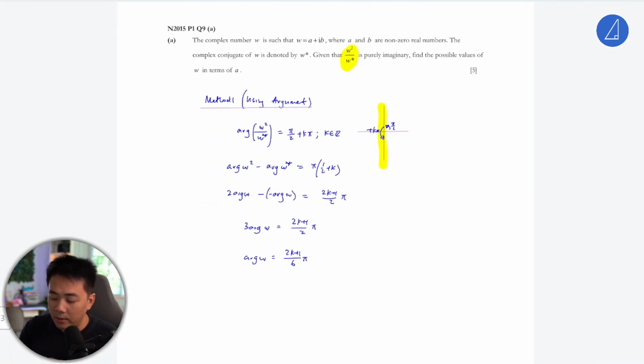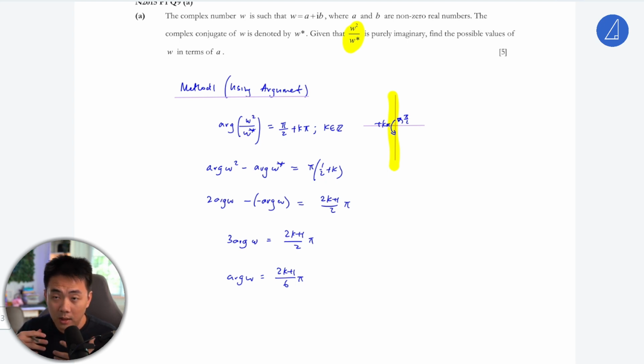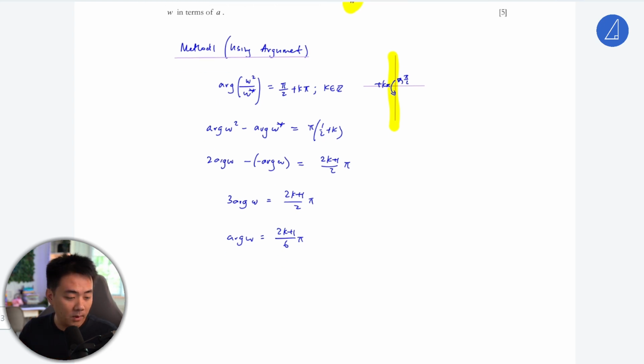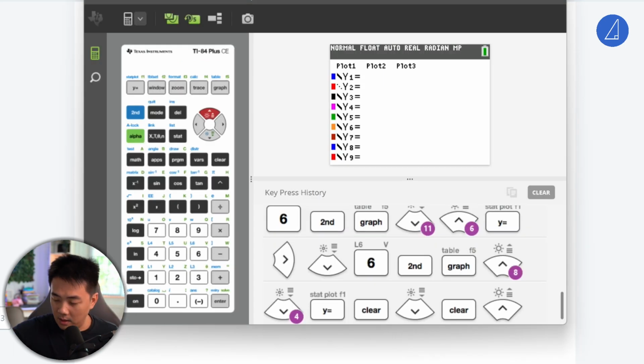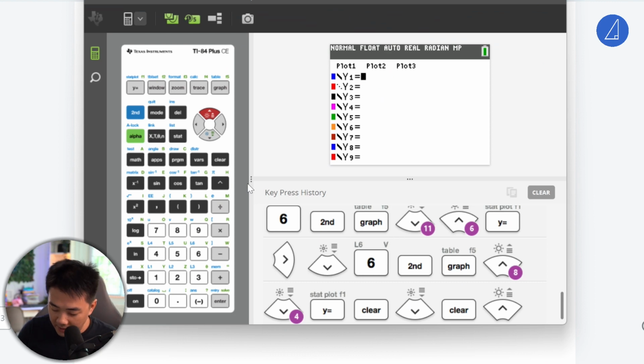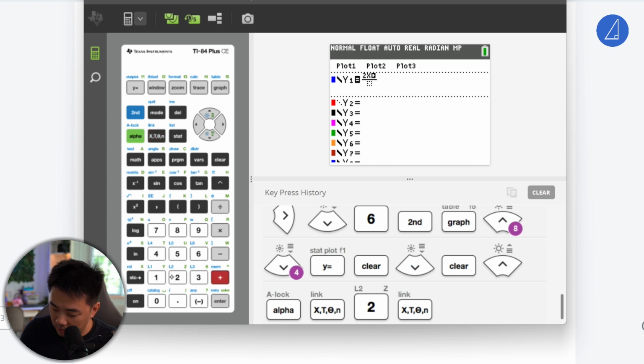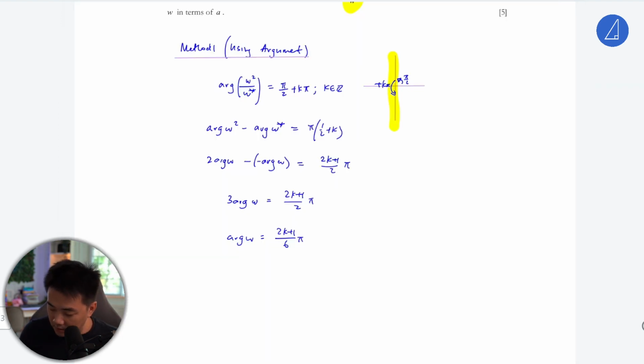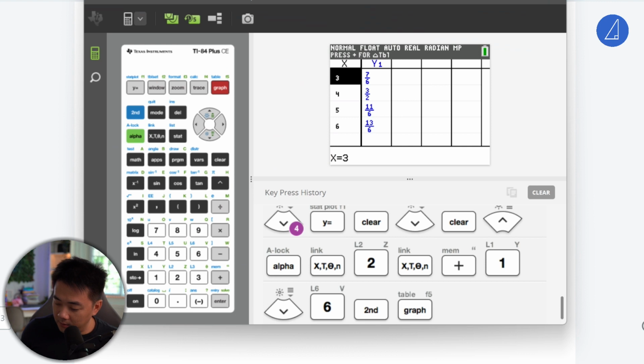Now take note, this argument w here would be the entire possible arguments which will give w squared over w conjugate to be purely imaginary, but it doesn't mean that we need to accept everything. We probably need to reject some. So what I can do is I'm just going to put it into my calculator and see. Here, what I'm going to key in is (2k plus 1) over 6. Don't put in the pi, it's fine. So in this case, we get 2k plus 1, then this guy will be 6.